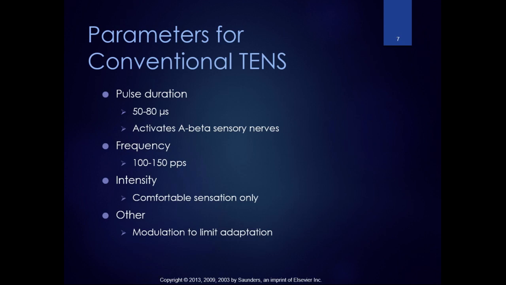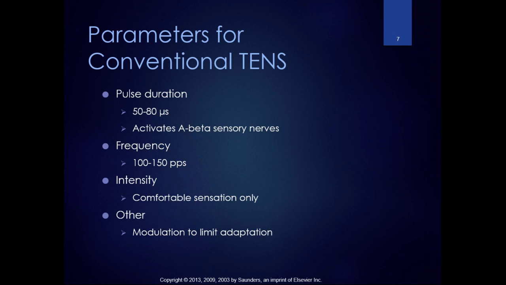So usually the pulse duration is short. Usually you cannot adjust that on a TENS machine. It's set up already. It activates those A beta sensory nerves. Remember, on the pulse duration, on the strength duration curve, we're in the low end because it's a sensory application. The frequency is usually 100 to 150 pulses per second. It's pulsatile current, and the intensity is turned up just until someone feels a comfortable sensation.